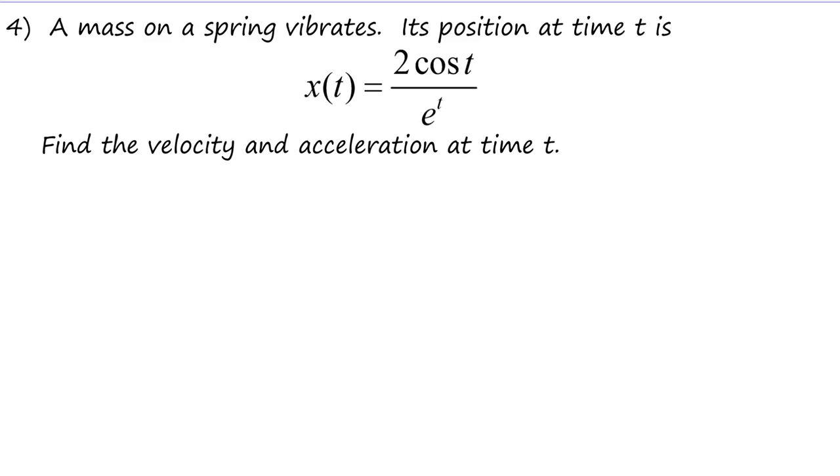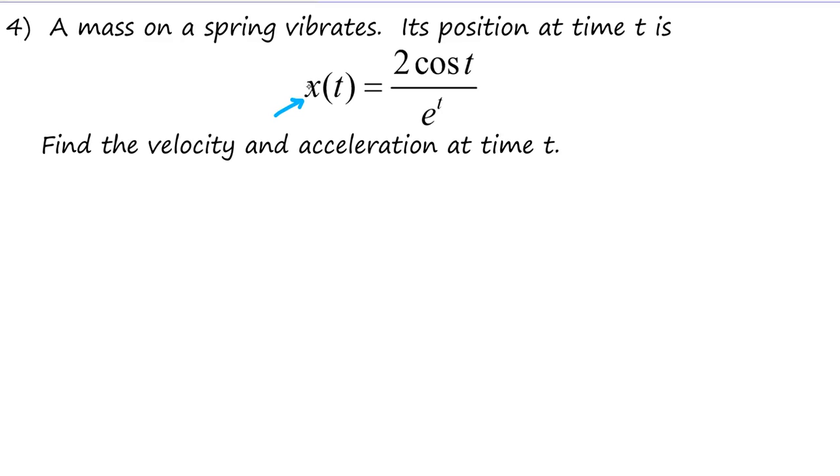A mass on a spring vibrates. Its position at time t is x of t equals 2 cosine t over e to the t. Sometimes position is given as s instead of x, or it could be h for height. It really doesn't matter. And in this case, our variable is t instead of x, and again, that really doesn't matter. So find the velocity and acceleration.